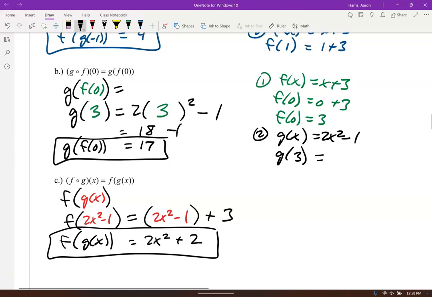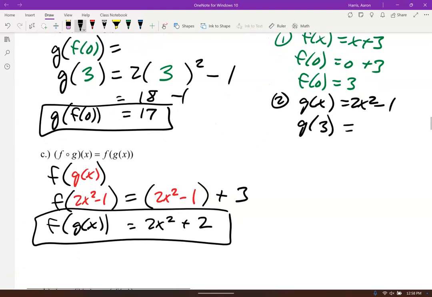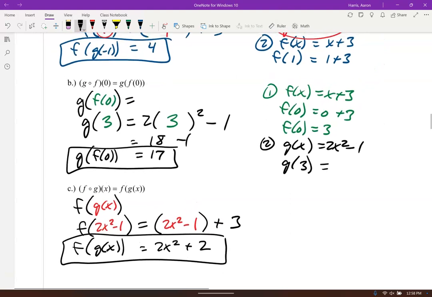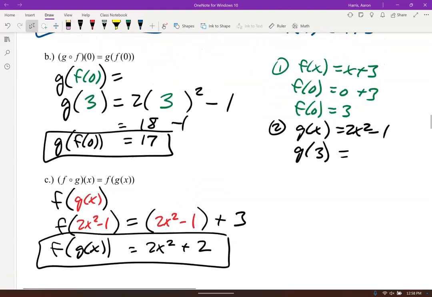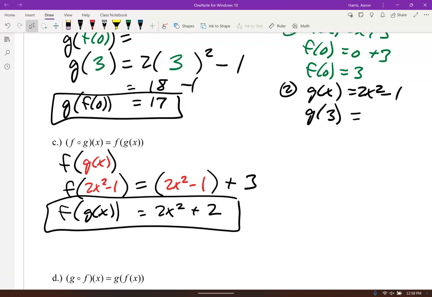And notice if I was finding f of g of negative 1, it would spit out that 4 that we got on that first one, on part A. Right? I'd have negative 1 squared is 1. 2 times 1 is 2. 2 plus 2 is 4. So it gives us part A, right?